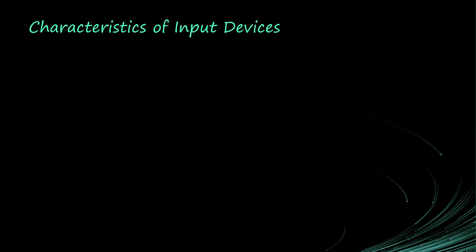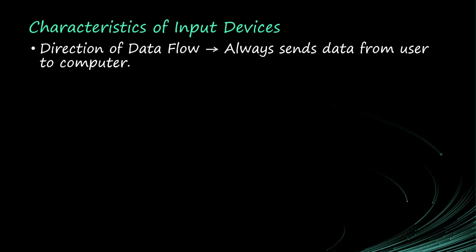Okay. So characteristics of input devices, the direction of data flow: they always send data from user to computer. Input devices do not send data from computer to user. No. Input devices send data from user to computer. It cannot be the other way around. When it is the other way around, that means it becomes an output device. So the direction of data flow for input devices is sending data from user to the computer. That's the direction of data flow.